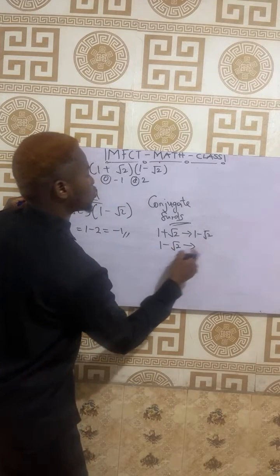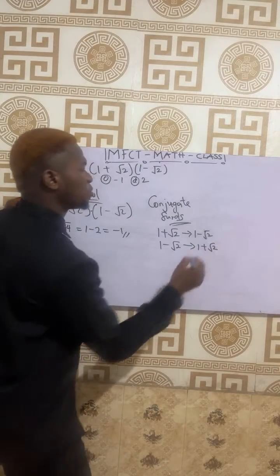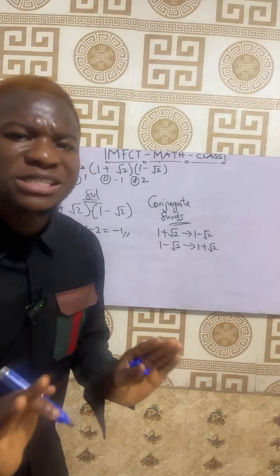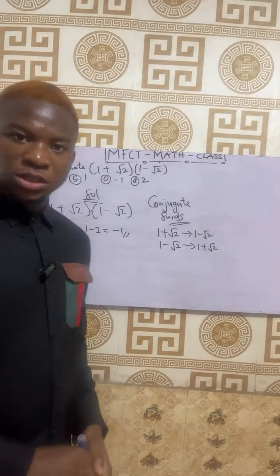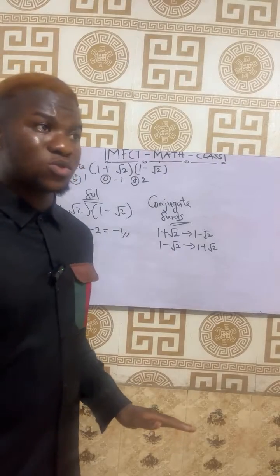The conjugate of 1 minus root 2 will be 1 plus root 2. So whenever you are talking about the conjugate surd, just change the sign. There will be some simple question. They will just say, what is the conjugate of this? Don't fret. Just say, oh, that's very simple.